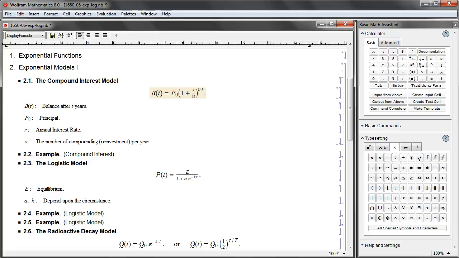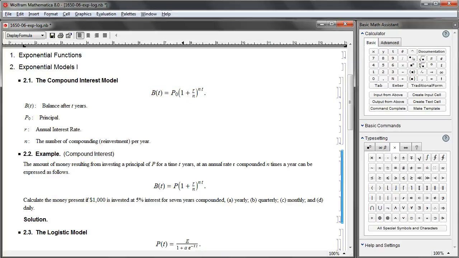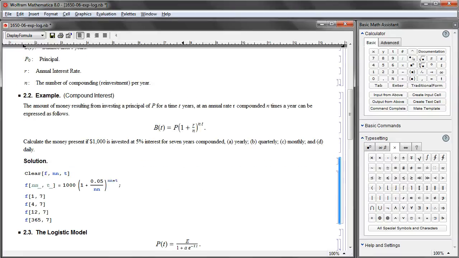Now, shall we do a problem here? Okay, let's go ahead and do that. The amount of money resulting from investing principal P for time t years, at an annual interest rate R, compounded n times a year, can be expressed as follows. Calculate the money present if $1,000 is invested at 5% interest for 7 years compounded yearly, quarterly, monthly, and daily. So n value is 1, 4, 12, and 365.